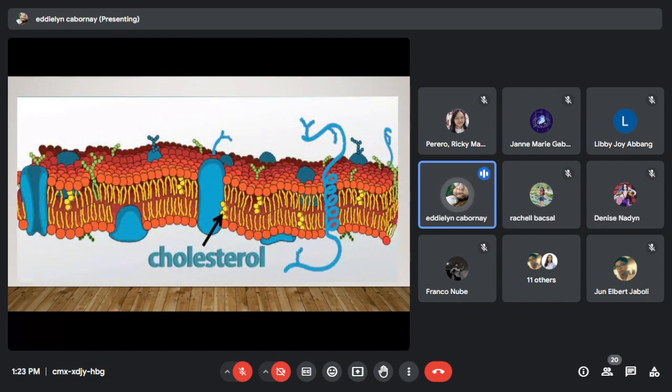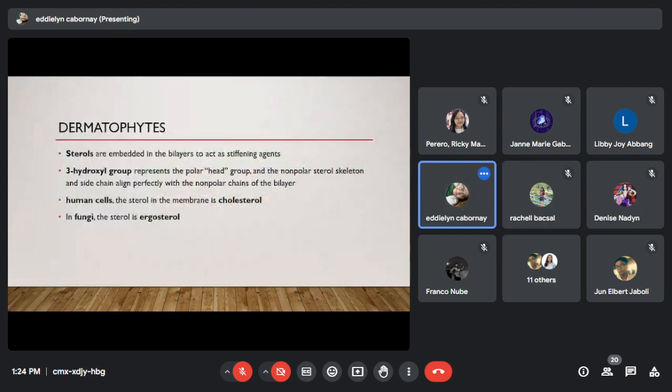Okay, so in human cells, the specific sterol is cholesterol. In contrast to the dermatophytes, human cell membranes contain cholesterol as the predominant sterol present. While cholesterol serves a similar role in human cell membranes by also providing stability, its structure differs from that of ergosterol that is found in the fungal membrane. So again, sterol is used as a stiffening agent. It is used for the stability of the cell. Specifically, for the fungal cells, what is present is ergosterol, while in human cells it is cholesterol.